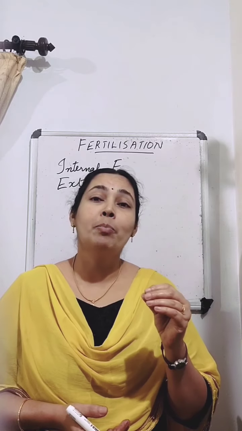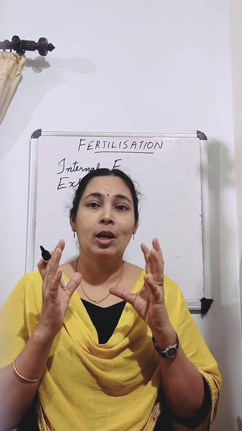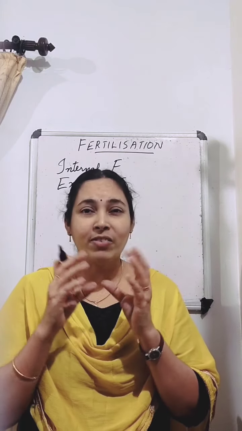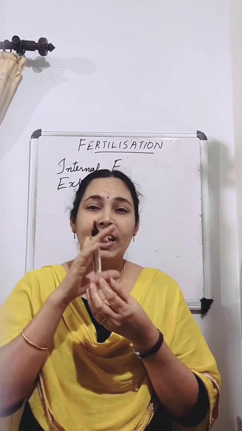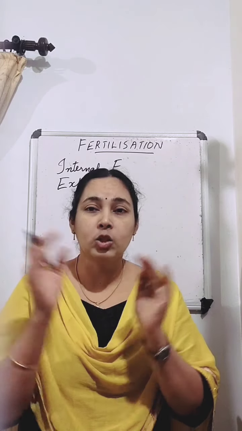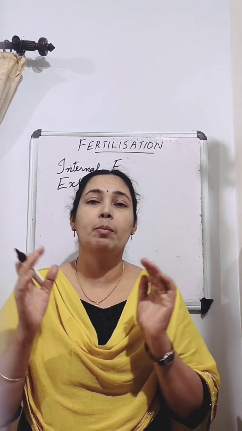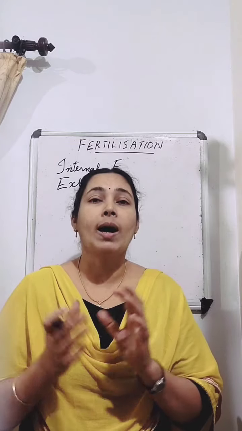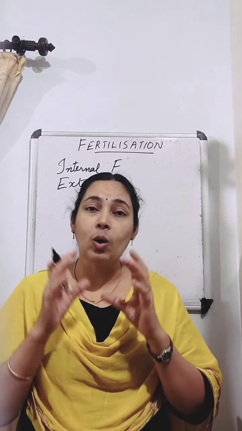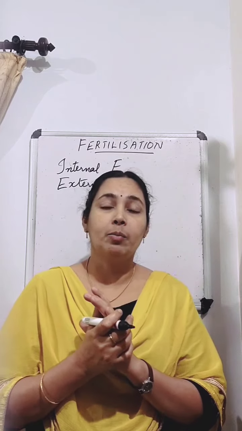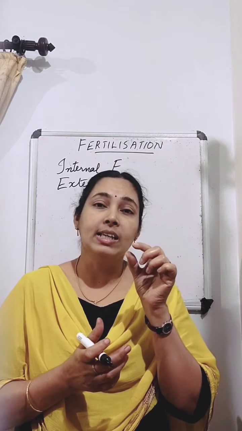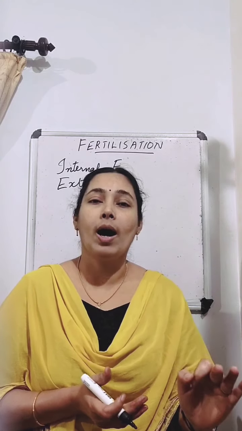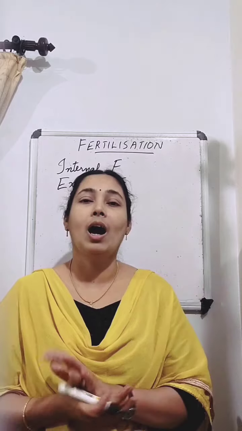We know the eggs of birds are covered by a hard shell. But frogs' eggs are not covered by a hard shell. They are soft and delicate, and a layer of jelly-like substance holds the eggs together and provides protection to them. So it is not covered by a hard shell, it is covered by a jelly-like substance, and the eggs are laid in water.